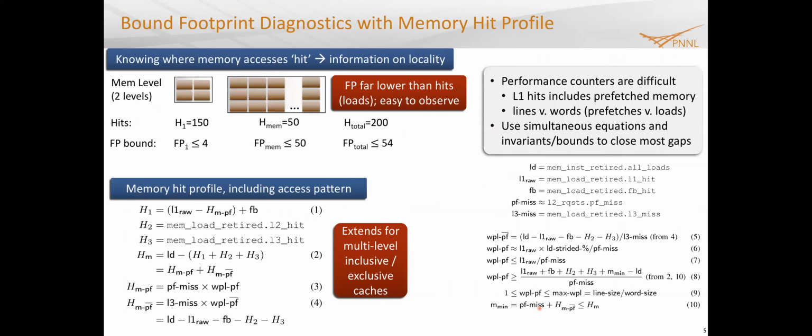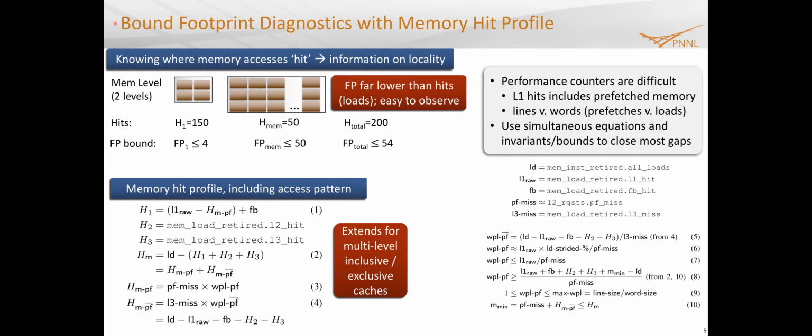Let's look at our analysis in more detail. Here, we show how we bound the footprint diagnostics with the memory hit profile. First of all, there are some issues with the performance counters. They are difficult to use. For example, L1 hits include the prefetched memory. Another thing, some of the hits should count as a line, like prefetch hits, and some of them should count as a word, like the loads. Using simultaneous equations, invariants, and bounds, we can close most of the gaps.